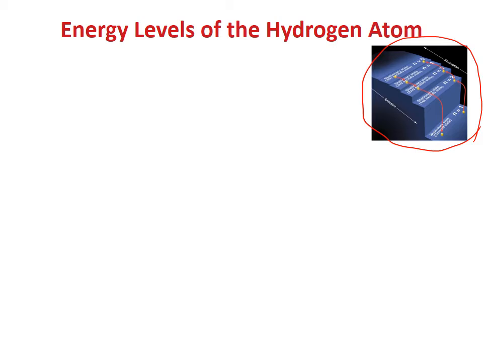Now, Bohr's work also leads to a very important equation to calculate these allowed energy levels. This equation is E equals negative 2.18 times 10 to the negative 18 joule times 1 over n squared. This n is the quantum number which defines the energy state. For example, this ground state, n equals 1. So you put n equals 1 here.